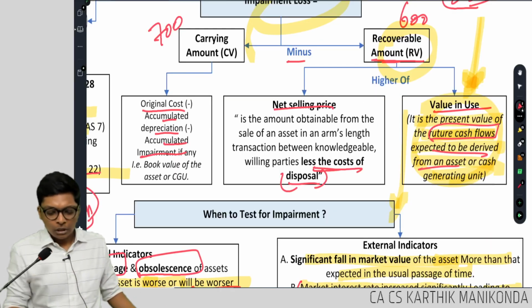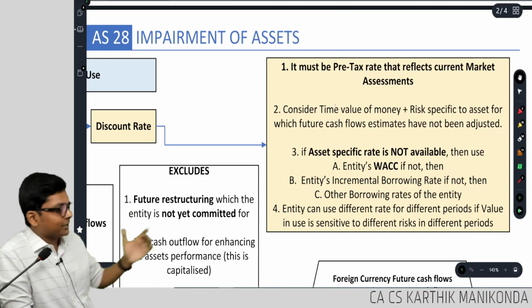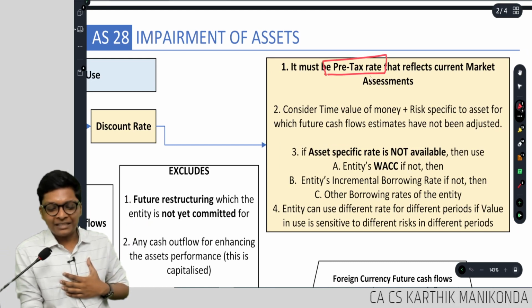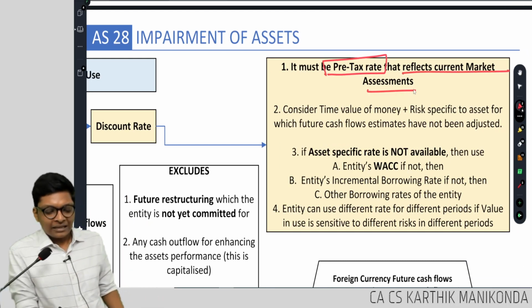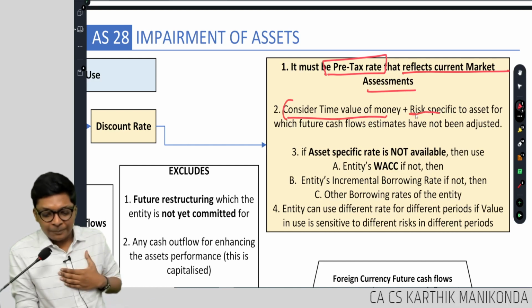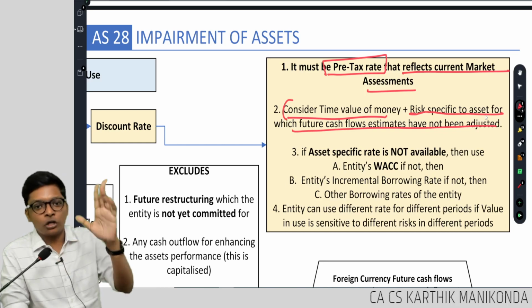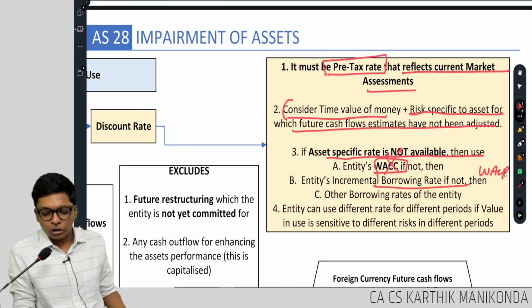Okay. So look at this. I am discussing the points in relation to discount rate. Whatever is in this yellow or whatever color you can see here, light orange. It must be a pre-tax rate that reflects correct market assessment. Consider time value of money and risk specific to the asset for which future cash flows are estimated. Where is my car? Chennai or Pondicherry? If this specific rate is not there, then use WACC. If WACC also is not there, incremental borrowing rate, which is weighted average cost of borrowing, that also not there, some other rate I have to take.